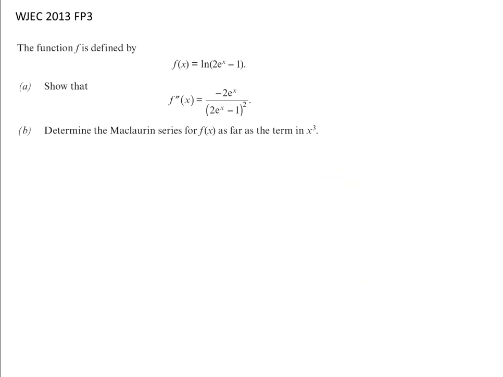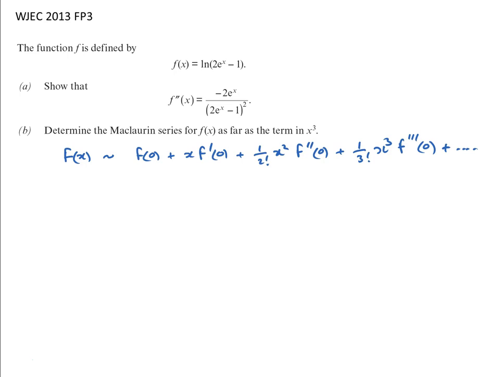So we now need to find the Maclaurin series for f of x as far as the term in x cubed. Well, we know that the Maclaurin series is given by f of 0 plus x times the first derivative at 0 plus 1 over 2 factorial times x squared times the second derivative at 0 plus 1 over 3 factorial x cubed times the third derivative at 0.